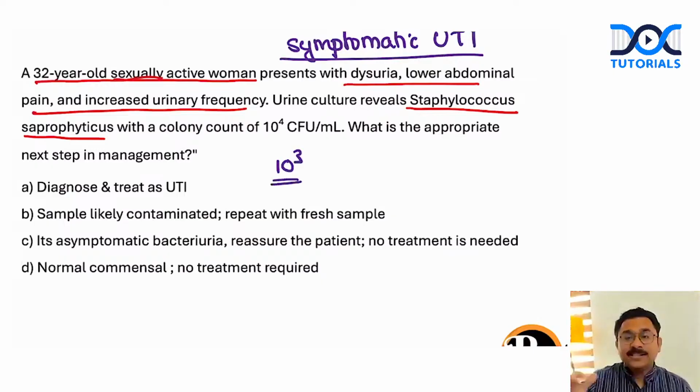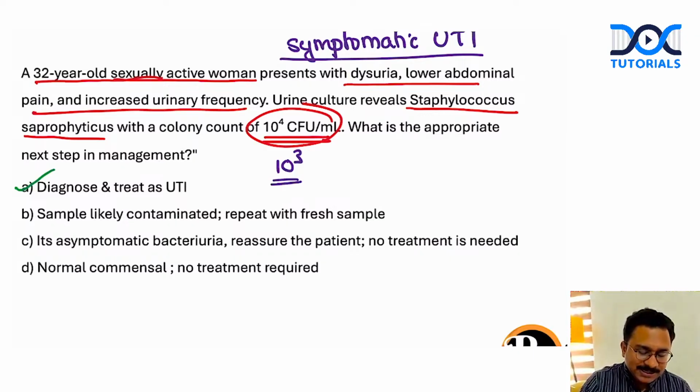10 raised to 5 is when the patient is asymptomatic, but when the patient is symptomatic, anything more than 1000 is definitely significant. So the answer is you have to consider this as a UTI. You diagnose it as UTI and you treat the UTI. You cannot take it as a contaminant. Staph saprophyticus is not a contaminant in a patient who is sexually active. You cannot take it as asymptomatic bacteriuria.